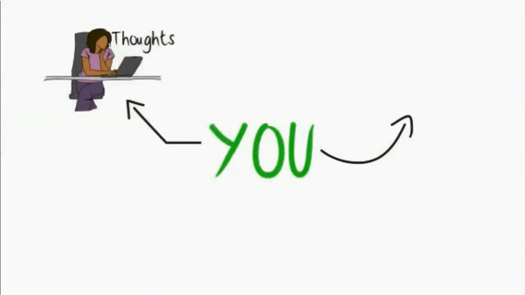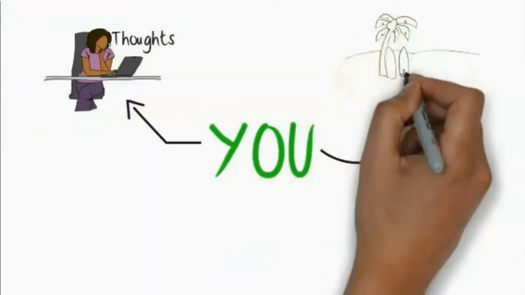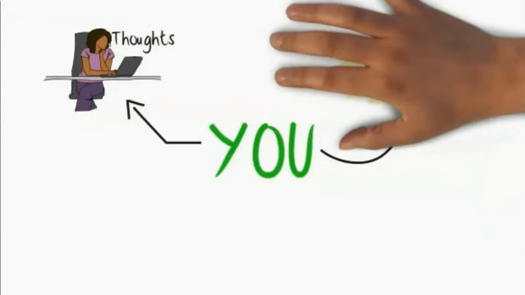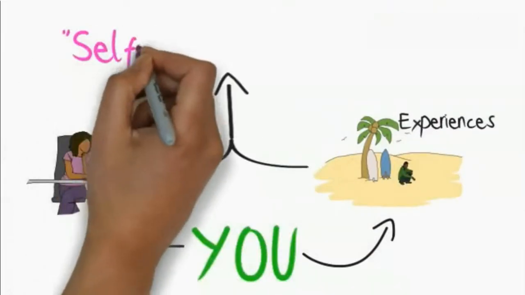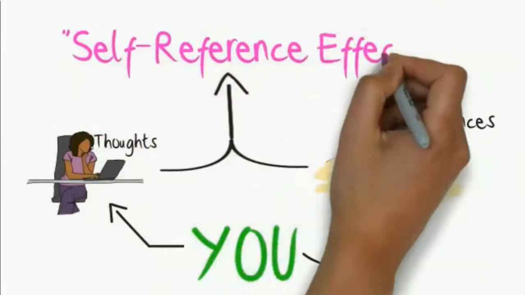Remember information by relating it to yourself or your experiences in some way. Your ability to recall the information should be improved. This improvement is specifically called the self-reference effect.